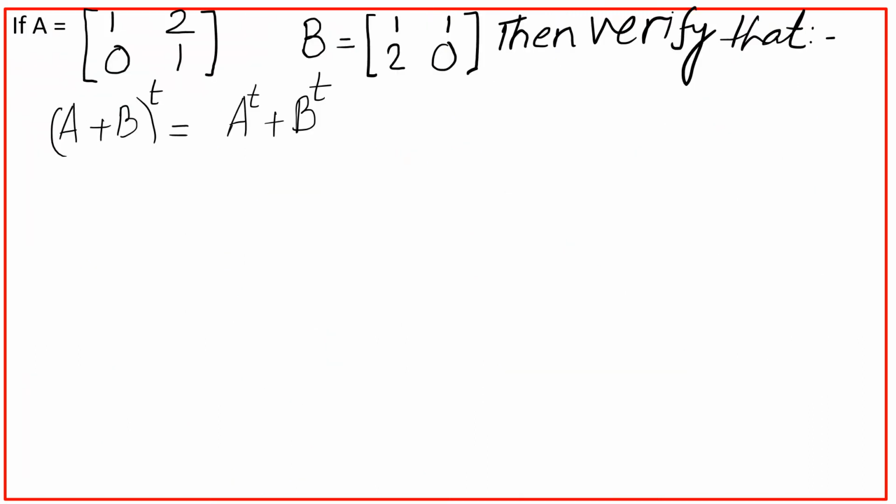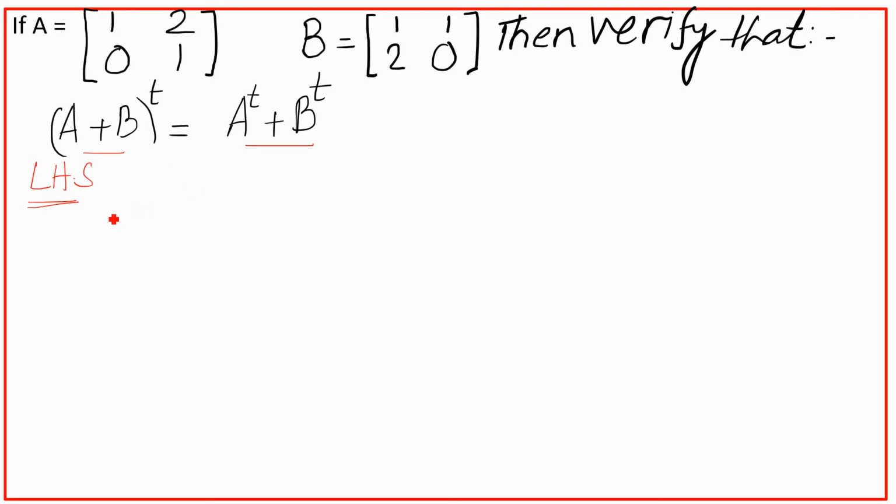Now we will solve some questions, then you will understand more. So A is equal to this matrix, B is equal to this, then verify that (A plus B) whole transpose is equal to A transpose plus B transpose. So we have to prove this. This is the left hand side, this is the right hand side. First we will solve the left hand side, which is (A plus B) whole transpose.